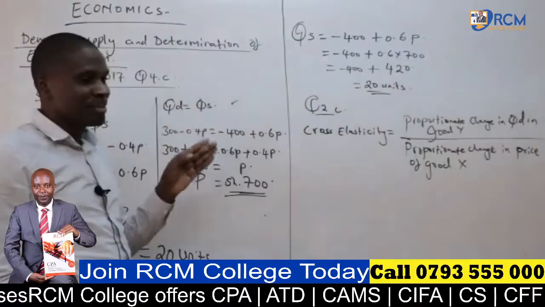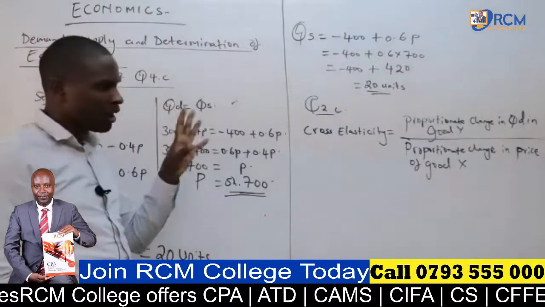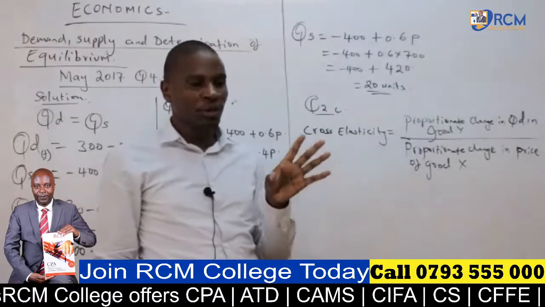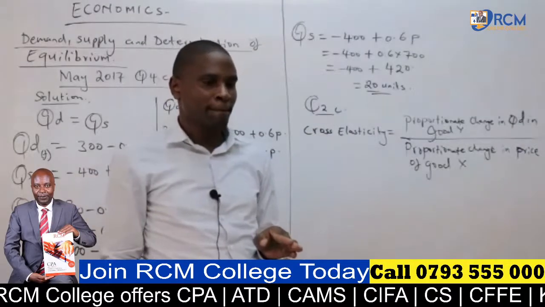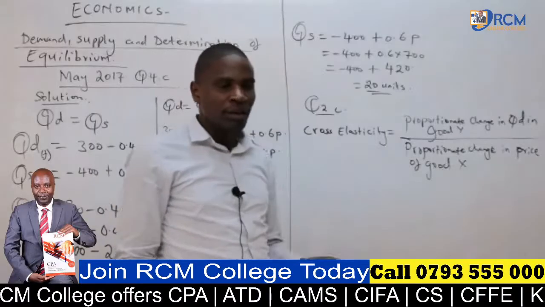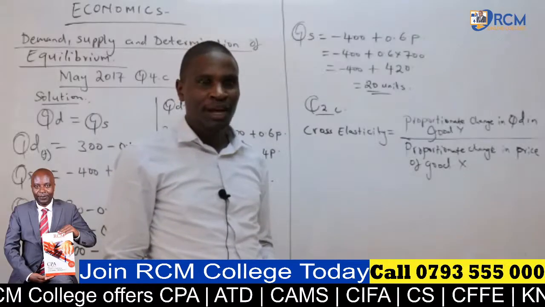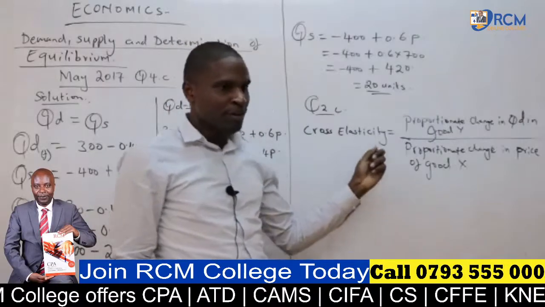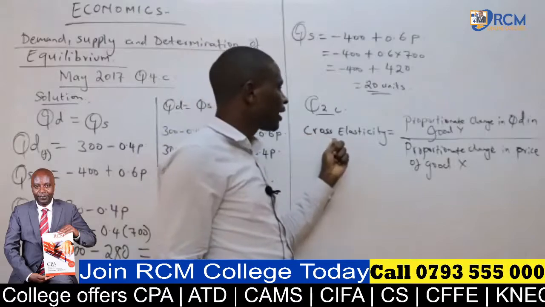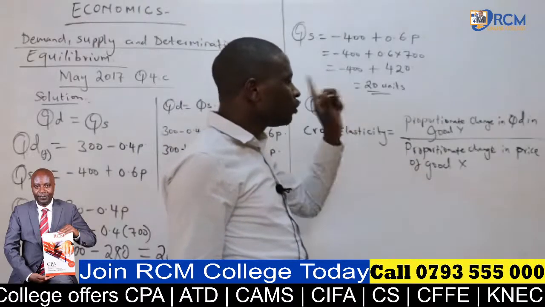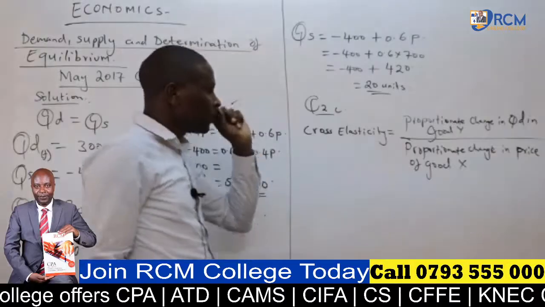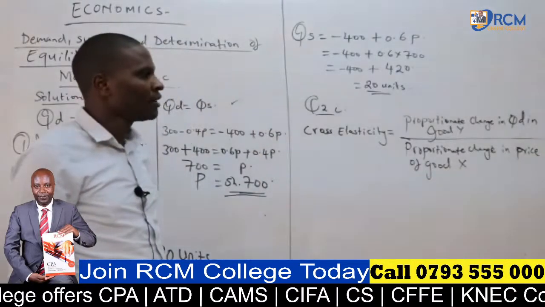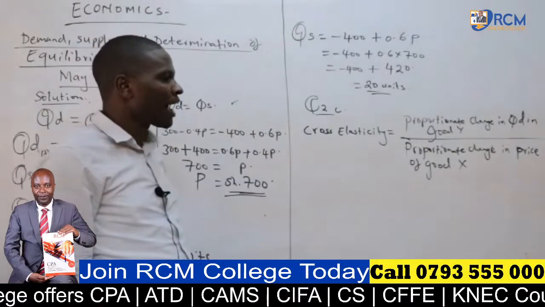Then once you do this, we usually compare the result. The result is always compared with 1. If you get 10, you compare it with 1, and then we see how we comment. First of all, synthesize this formula: to get the cross elasticity of demand, we use the proportionate change in quantity demanded of good Y over the proportionate change in price of good X.